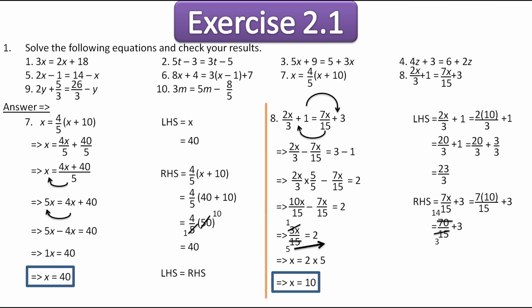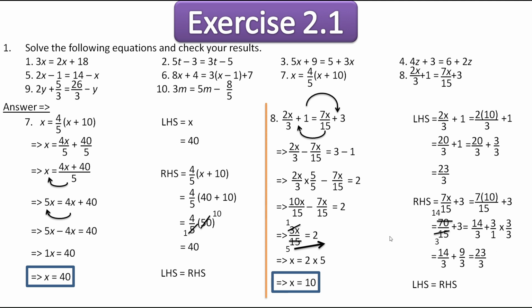So I got the answer as 14 upon 3 plus 3, and here I'll multiply this fraction with 3, so that the denominator will become same. Now 14 upon 3 plus 3 3s are 9 upon 3. Now the denominators are same, so we can directly add 14 plus 9 is equal to 23 upon 3. So we got LHS is equal to RHS. Okay, that means our solution is correct.